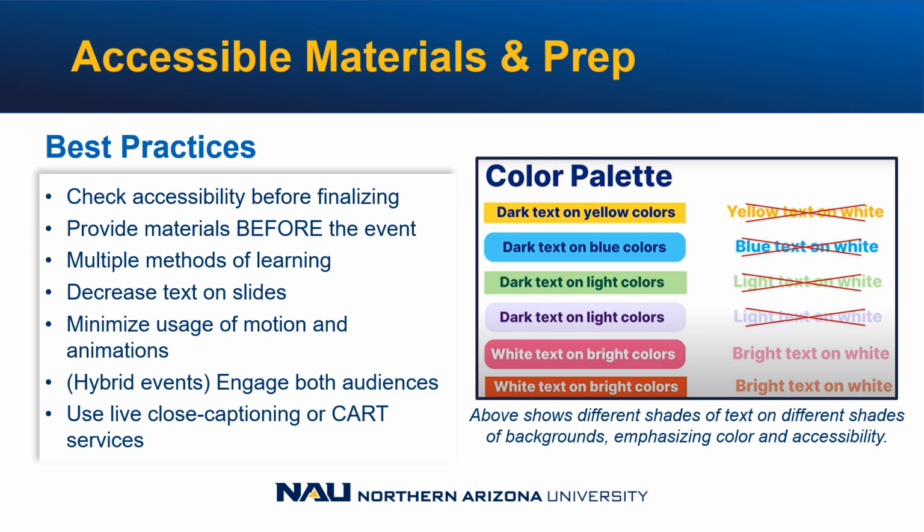On the right, I have an image that shows different shades of text on different shades of backgrounds, which emphasize both color and accessibility. So sometimes when you start trying to improve contrast, it can be difficult to bring color back in because you're like, okay, well, black and white always works. But you can have dark text on yellow, blue, and light colors, or you can have white text on bright colors. However, you shouldn't have yellow, blue, or light text on white, or bright text on white.